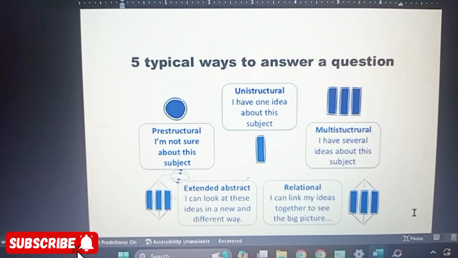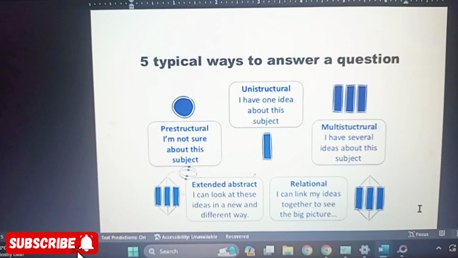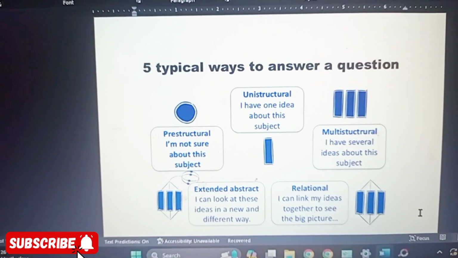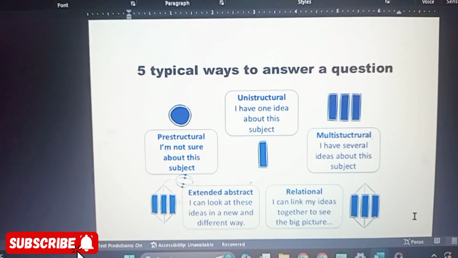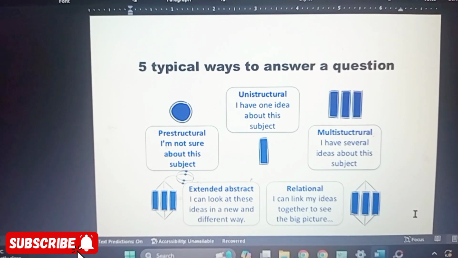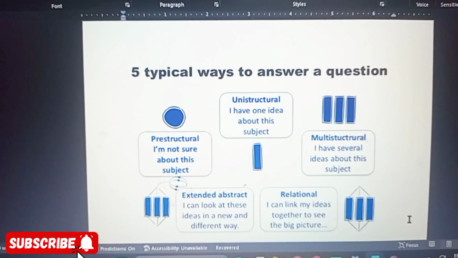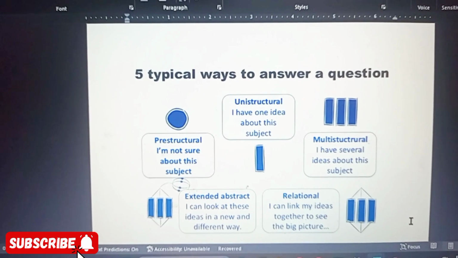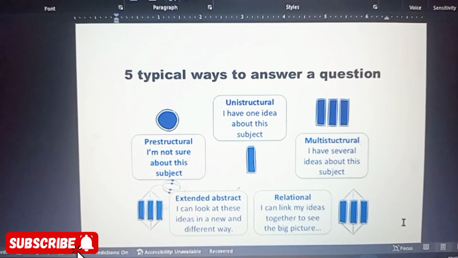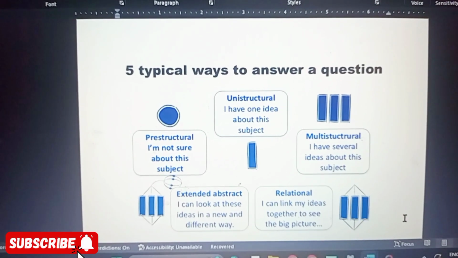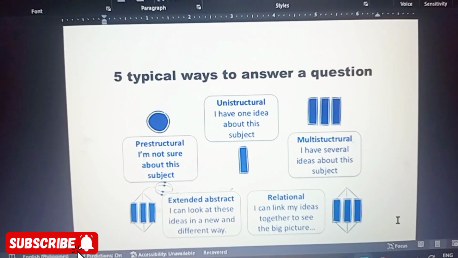But when we go to multi-structural, I have several ideas about the subject. So the students have a lot of ideas, a lot of answers prior to your questions. But as earlier said, they may not be connected to each other. Next, when we go to relational, as you can see, we have the three bars with the connections above and below. So the students here can link his or her ideas together to see the big picture. The students can relate his or her answer for a more quality answer.